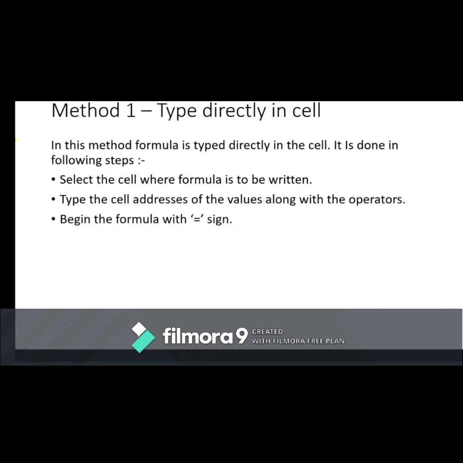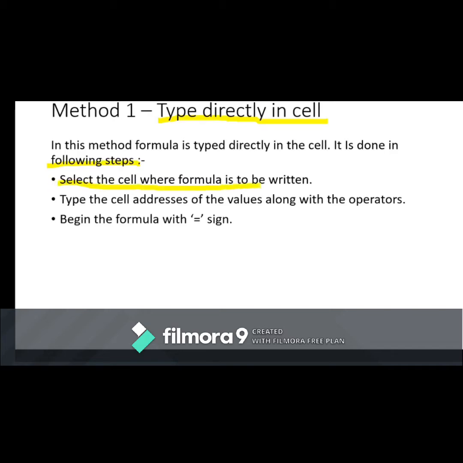So we are going to discuss the three methods of how we have to work with the formula. First method is how to type directly in a cell. In this method, the formula is typed directly in the cell. It is done in the following steps. First, select the cell where the formula is to be written.